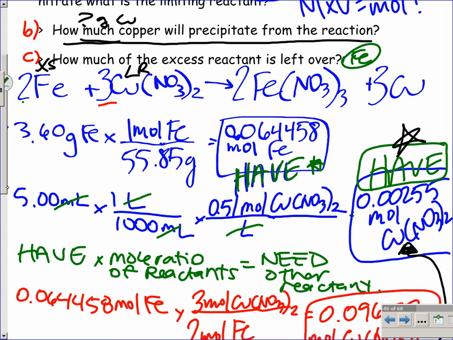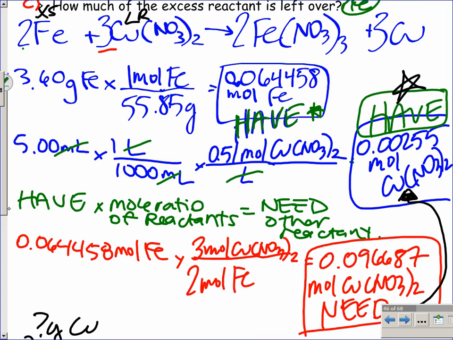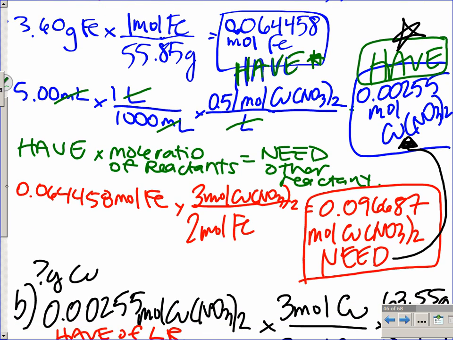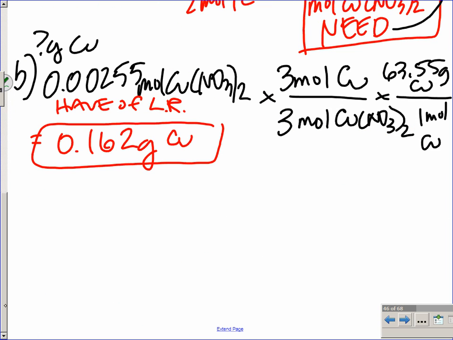Yeah. So at this point, I need to say, okay, I have this much iron, but I only need a little bit of it, so I have some excess left over. But how much of it do I need? Remember this number for me, because I'm going to forget it by the time I scooch down here. My moles of iron, I need to figure out how much I need of it first. 0.06445.